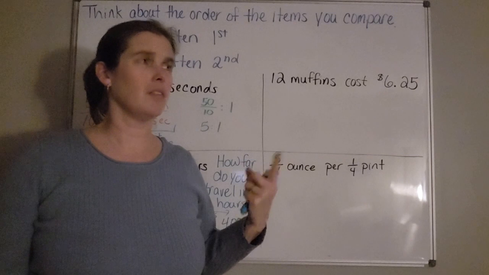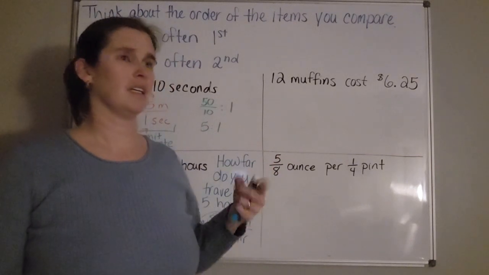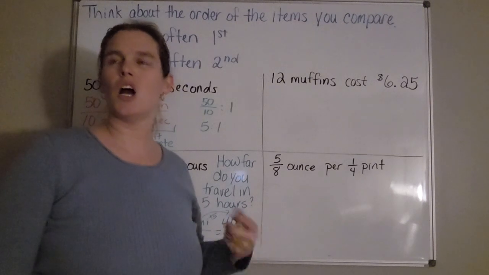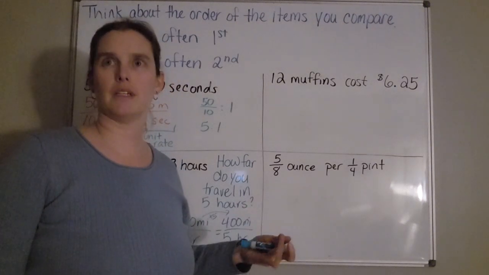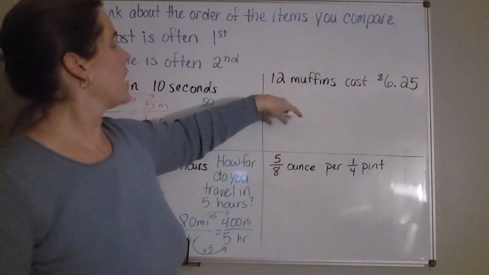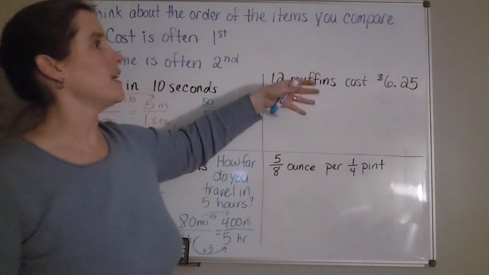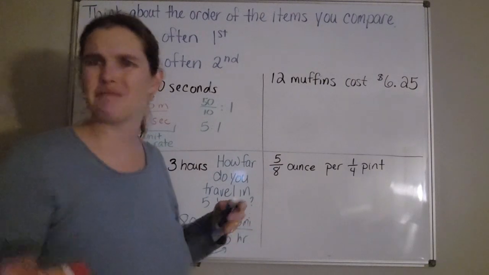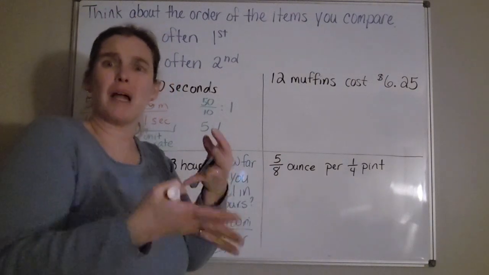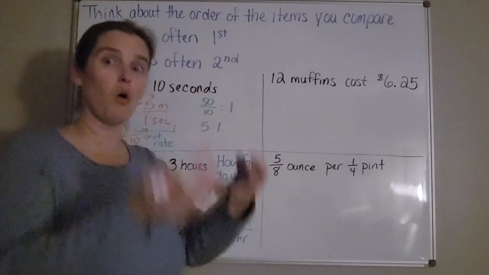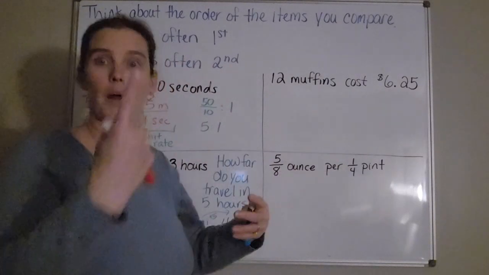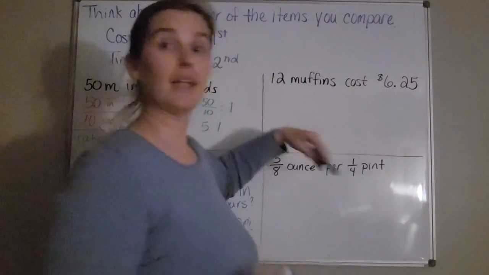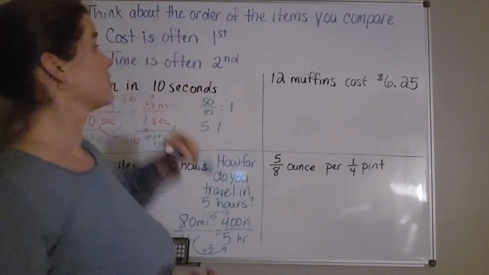Like one muffin is, what cost, or do we do cost per muffin? Usually we talk about it as cost per muffin, because the other way, it's muffins down to like 1 cent or $1, and that doesn't make sense because we don't buy partial muffins. We buy whole muffins. We buy 12 muffins, 1 muffin, whatever it is. So our cost is on top, and that's why I mentioned up here, cost is often the first thing.